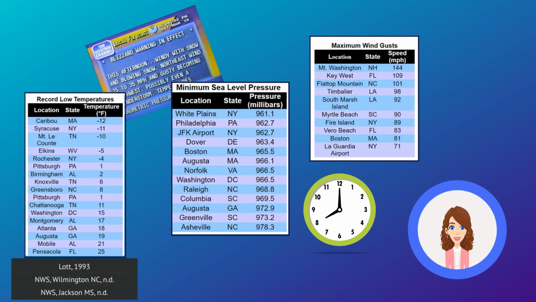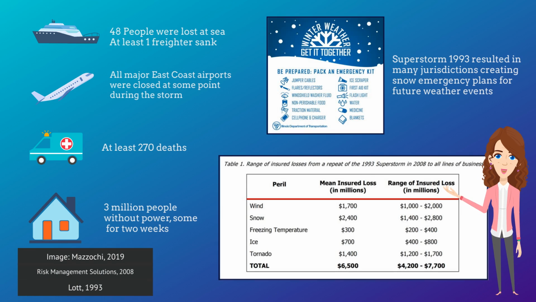The superstorm set several new records, including low pressure, temperature, and maximum wind gusts. Also, curfews were set in many counties and cities as states of emergency were declared. Let's check out some record-setting damages that the superstorm caused, including over 270 deaths and billions of dollars in damages.